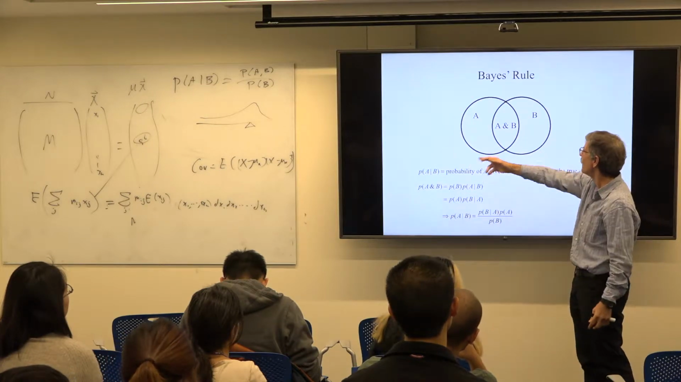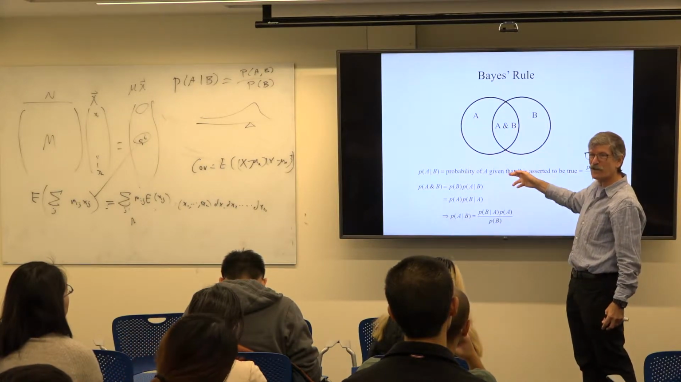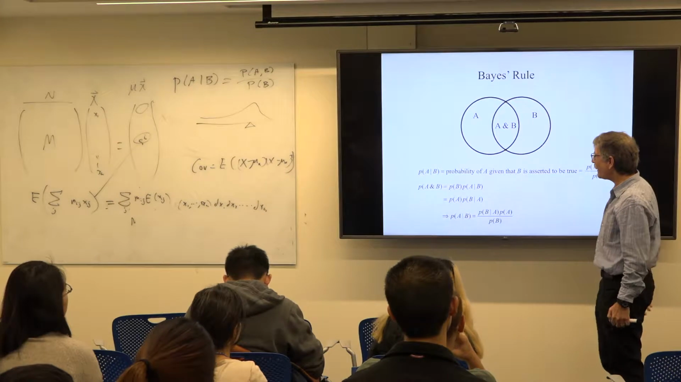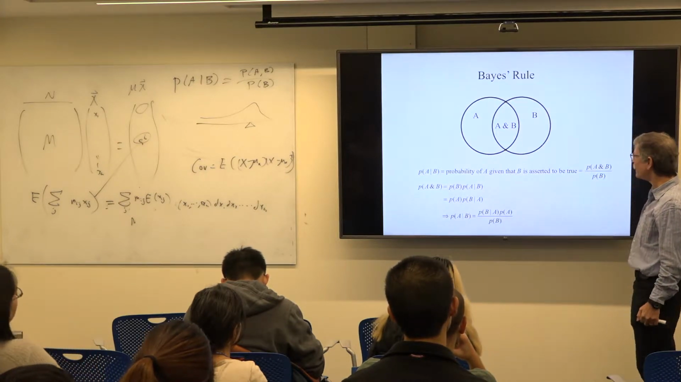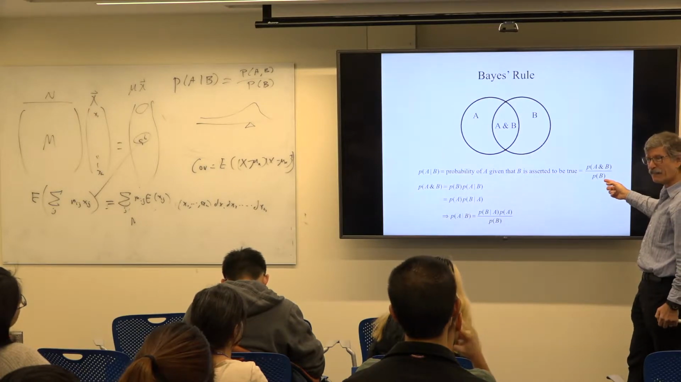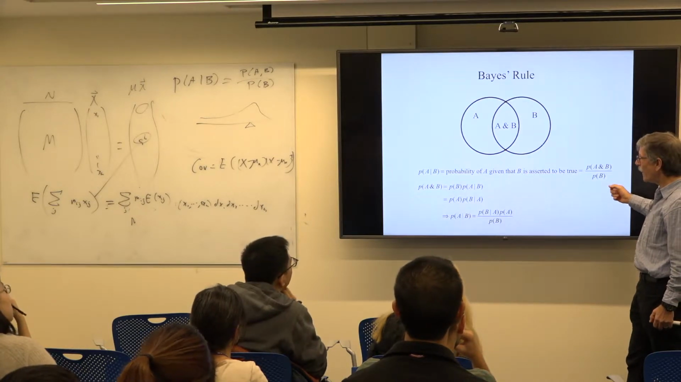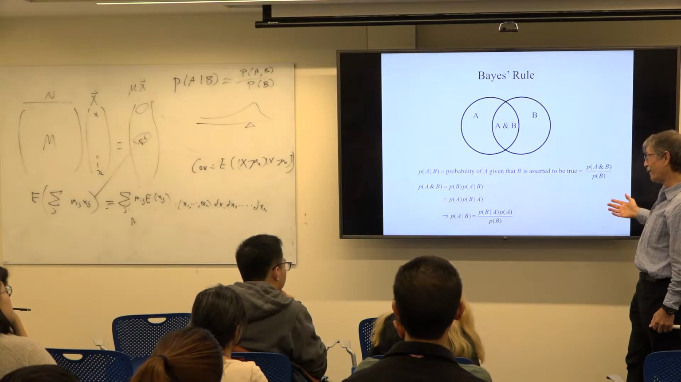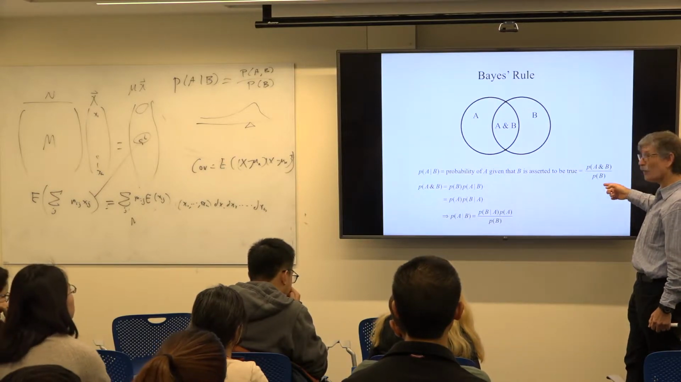A could be true or not. B could be true or not. They could both be true. Neither could be true. Okay? And the definition of a conditional probability was P of A given B is P of A and B divided by P of B. And the definition of P of B given A is P of A and B over P of A.